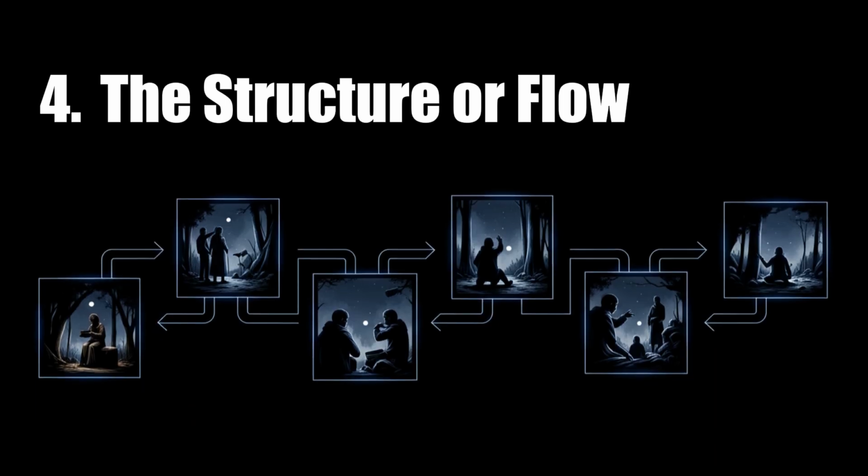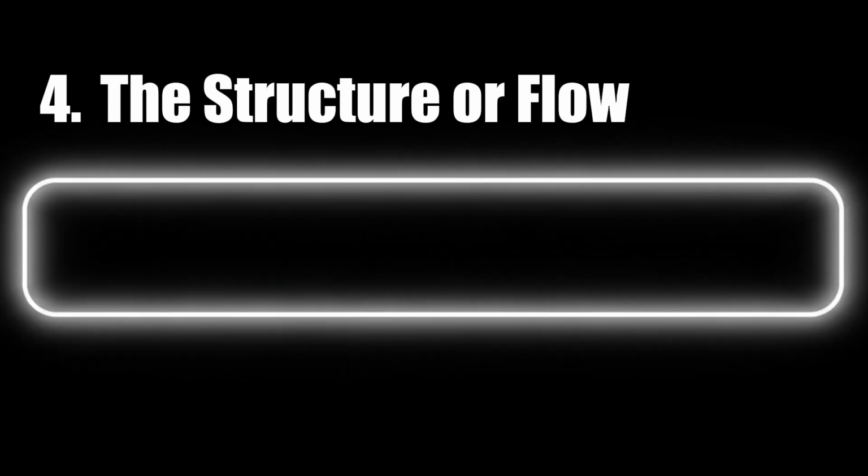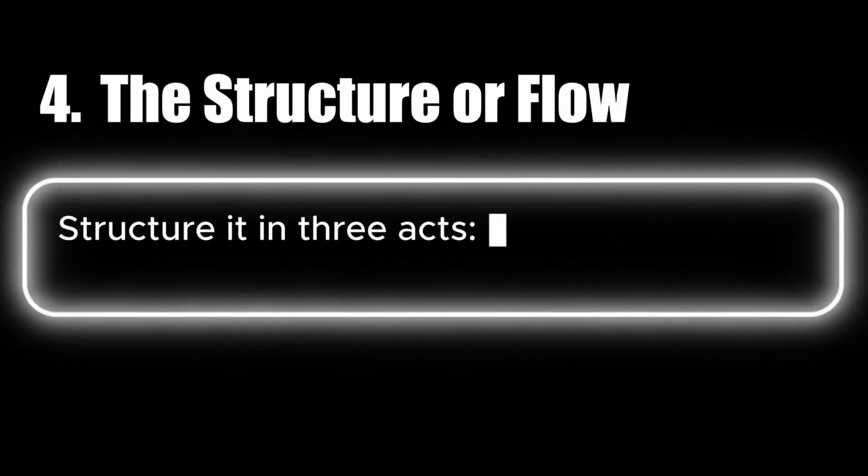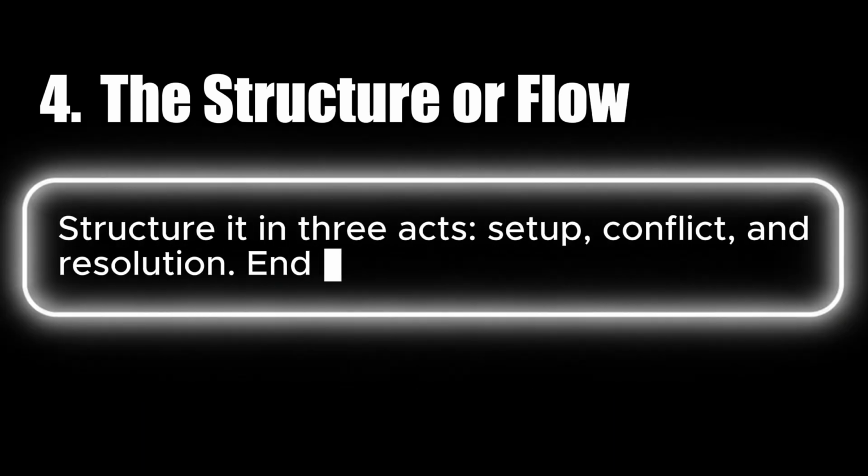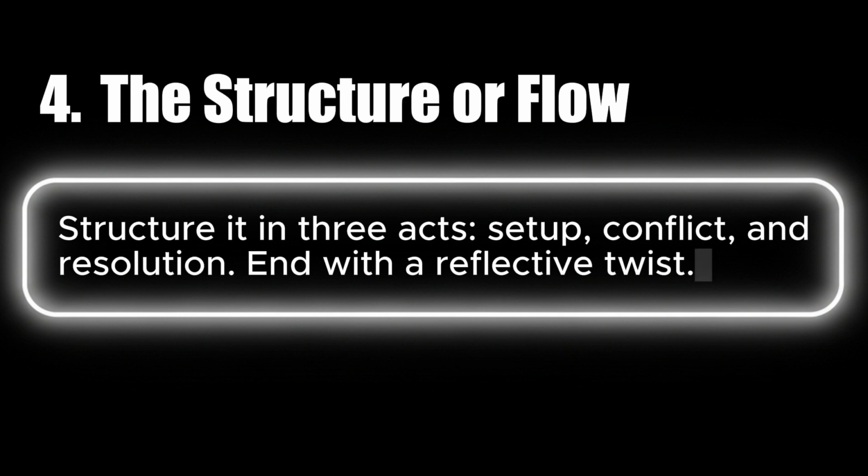4. The structure or flow. Tell the model how to organize the story. This prevents pacing issues or messy endings. Example, structure it in 3 acts: setup, conflict, and resolution. End with a reflective twist. This helps the AI maintain rhythm, like a storyteller who actually knows where they're going.